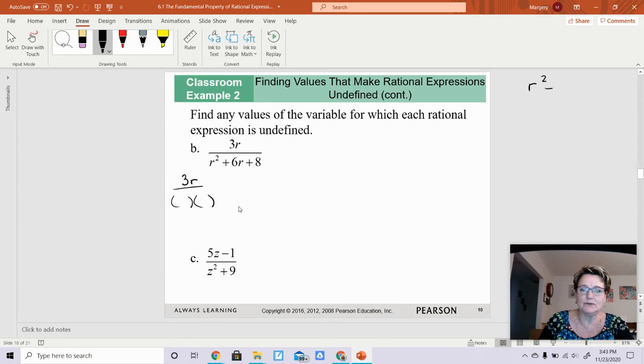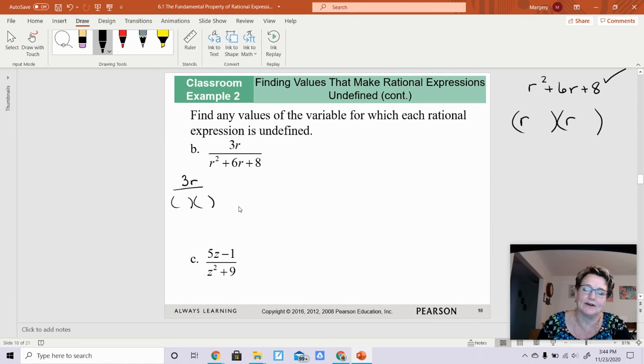Now I'm going to factor the denominator. First of all, I know I'm going to have two sets of parentheses. The only way to get r squared is r times r. I'm going to look at this 8 right here. I'm going to find two numbers that multiplied together give you 8, but added together give you 6, because that's the middle term. I know that a positive 4 times a positive 2 is 8, and 4 plus 2 is 6. So those are my two factors. I'm going to have r plus 4 and r plus 2.